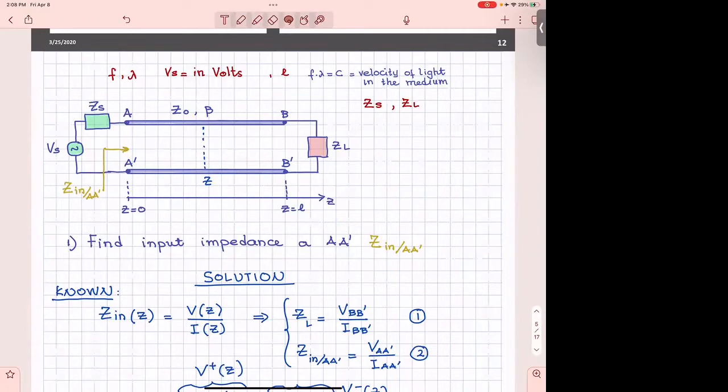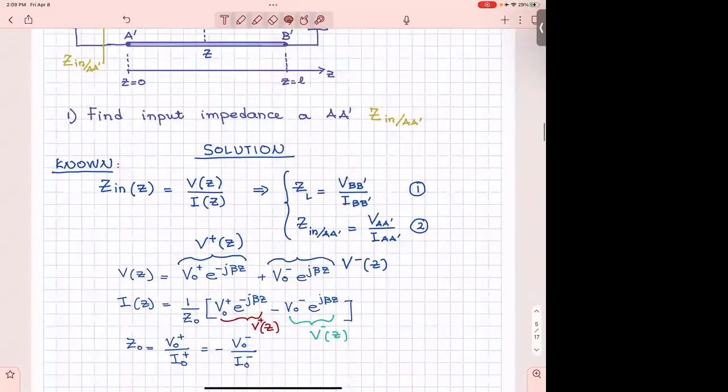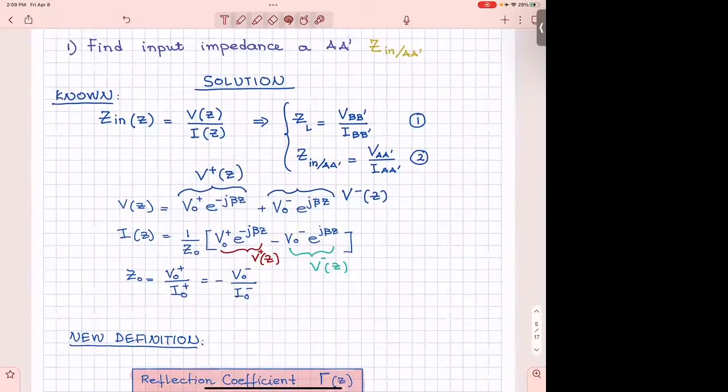Then the question: there's one question here. I'm asking you to find the input impedance at A prime. Now we're gonna put down the things that we know before. This is of course a lecture today, so I will give you some new definitions, but before you start solving the problem, you write down what I gave you and what you know, which are useful in the solution. And then you go and solve it. So, the solution.